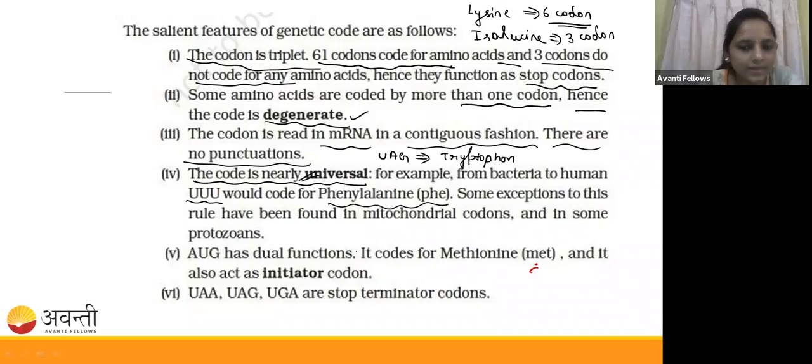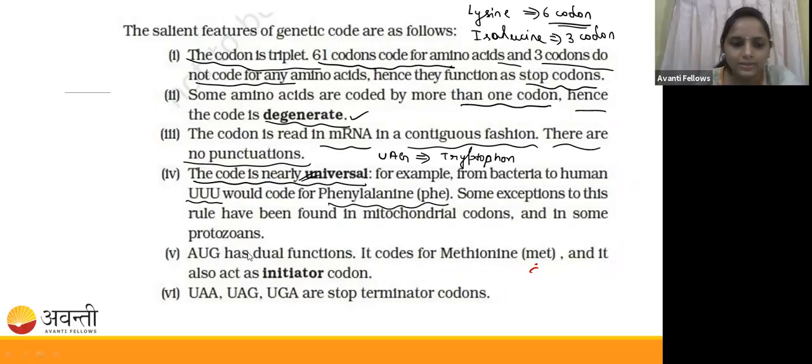Okay, but there is some exception. That is in the mitochondria. UGA is a stop codon in our cells, but in mitochondria, it codes for tryptophan. Wherever the stop codon UGA comes, without stopping the translation, they add tryptophan there.